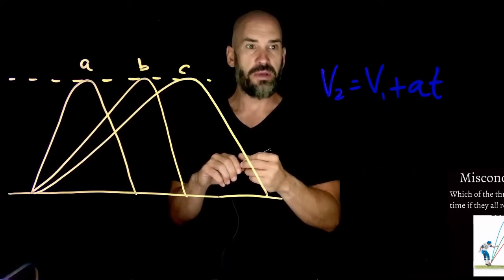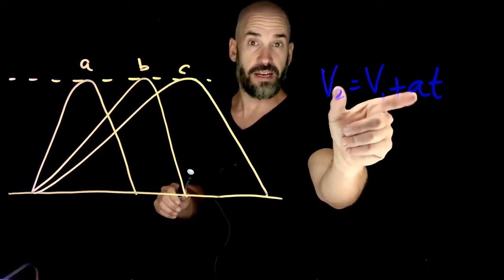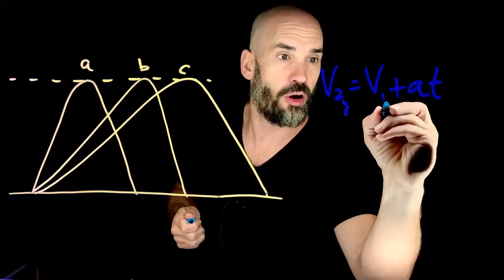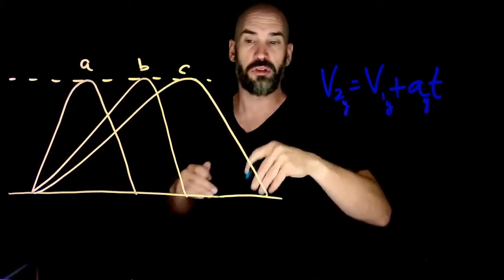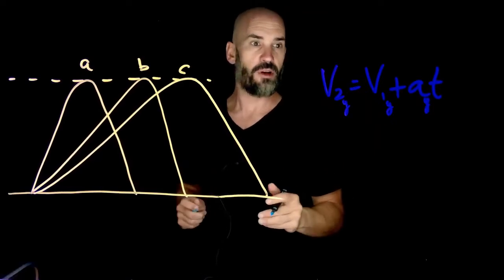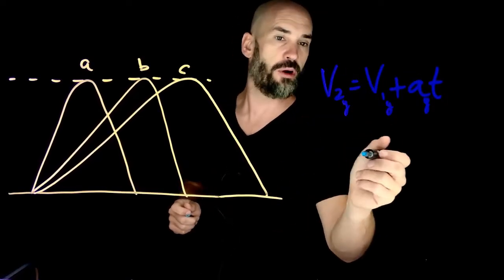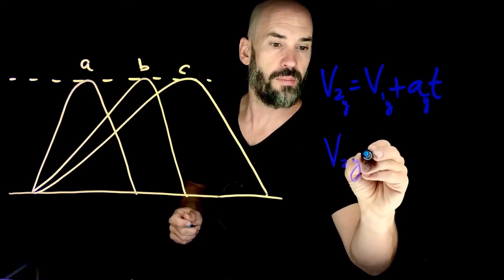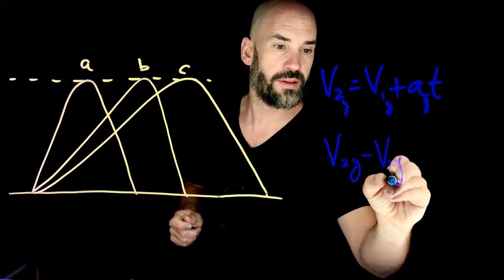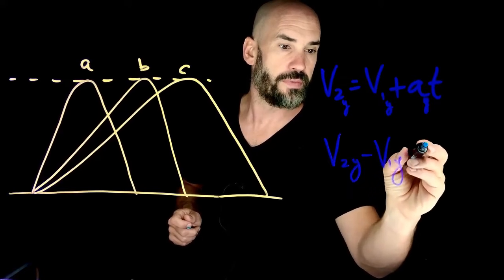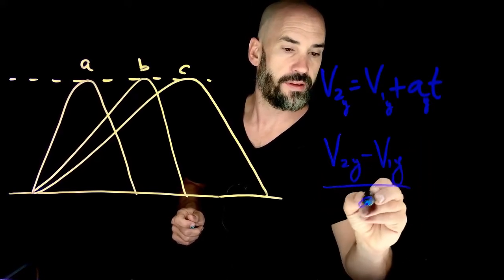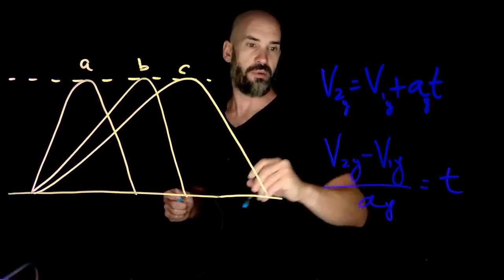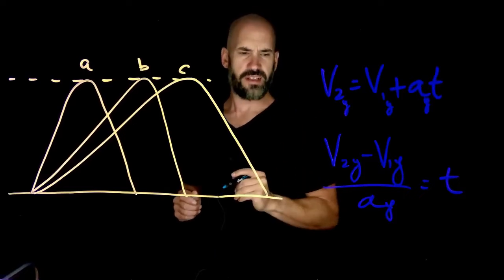And I want to be specific, like the A that I know is the A in the Y dimension, right? So I got to put little subscripts of Y for all of these to remind myself that I'm dealing with just Y, okay? And so if I solve this equation for T, what do I get? Well, I get V2Y minus V1Y over A equals T, right? Over negative 9.8, essentially, right? Does that make sense? Right?